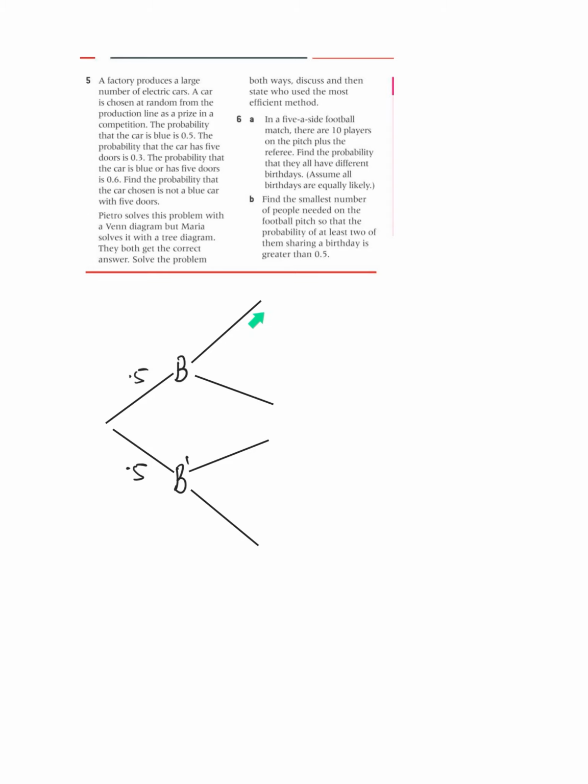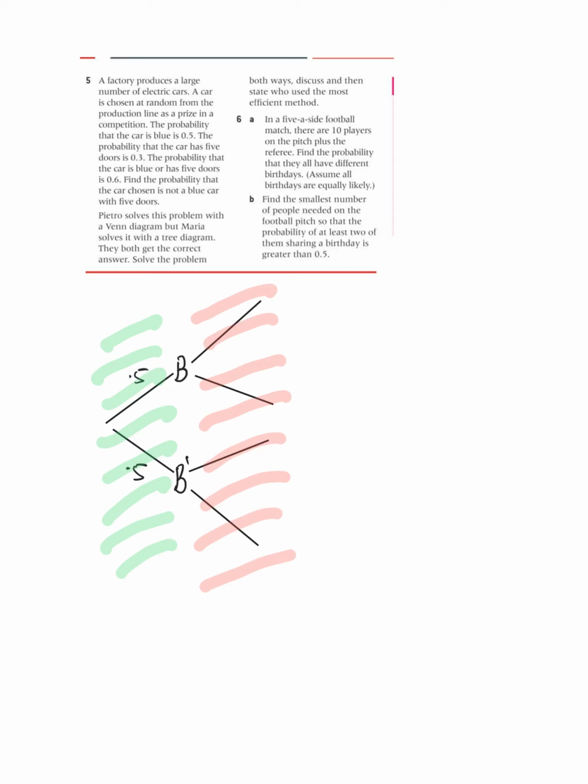Well, let's just build this thing up. We're going to call this particular zone here, all of this, that's just looking at the color of the car. All of this, we're looking at the doors. So this would be 5 doors, this would be not 5 doors, this would be 5 doors, and this would be not 5 doors.